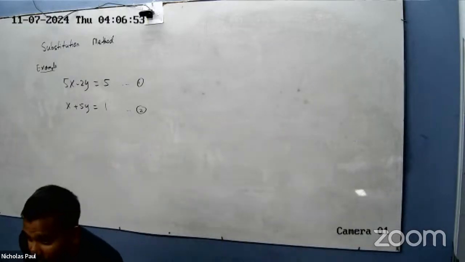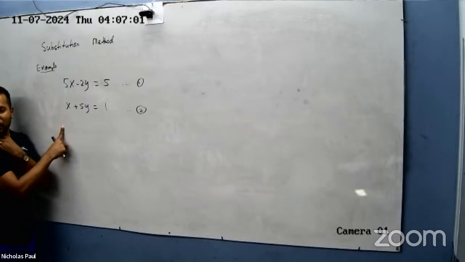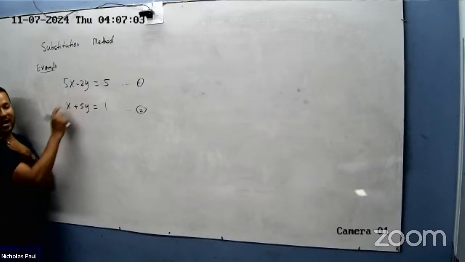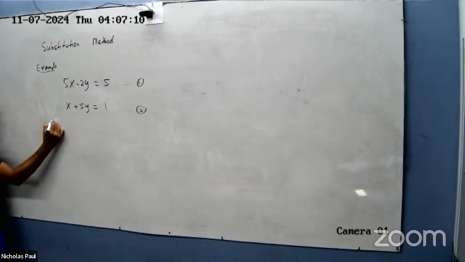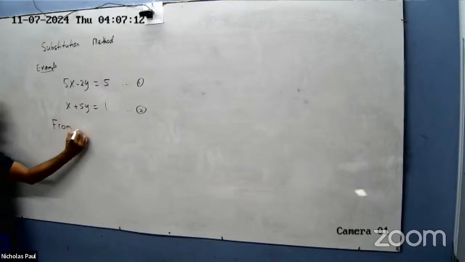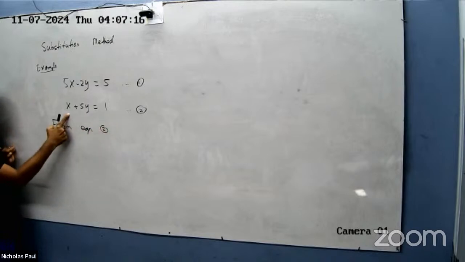All right, so we want to take a look at substitution method, right? So rule number one, look for an equation where the coefficients of x and y is 1. Which equation is that? This one, right? So here's what we're going to say. From equation 2, we're going to make x the subject of the formula.